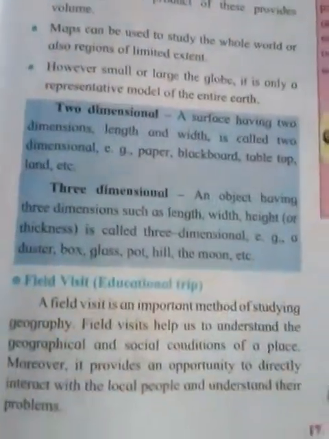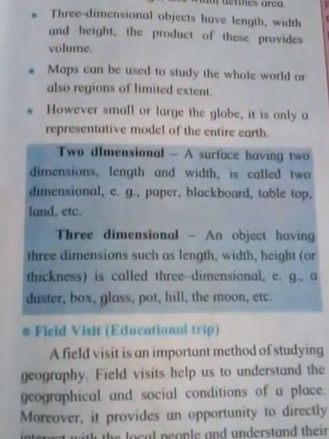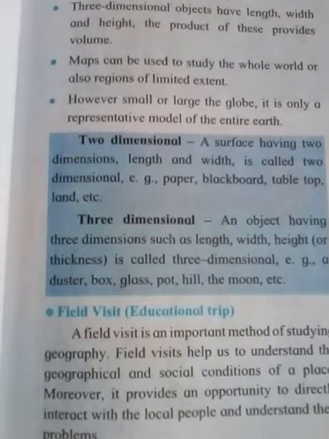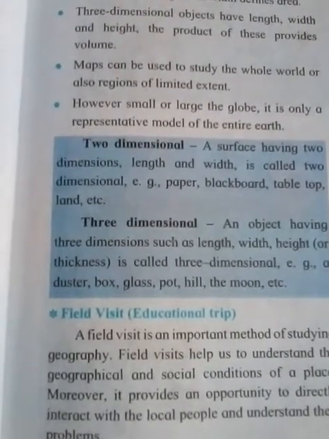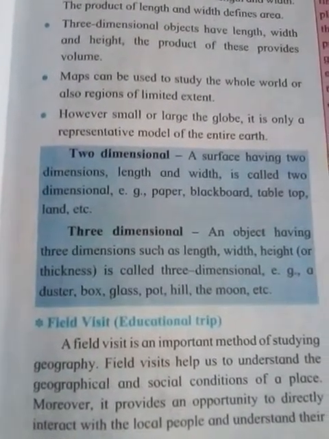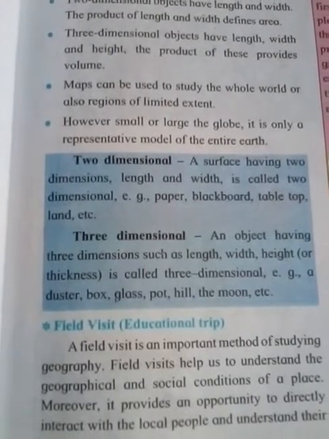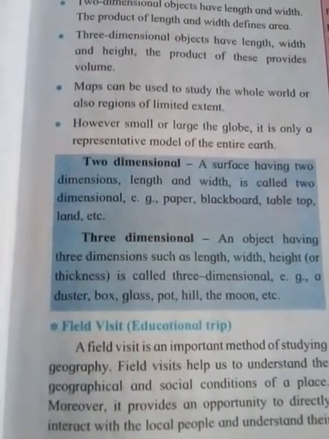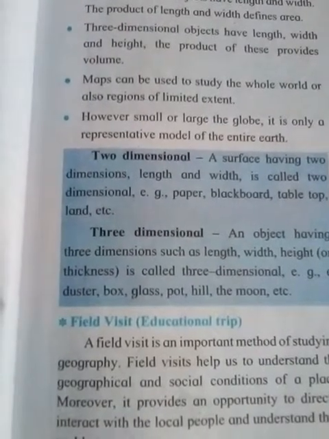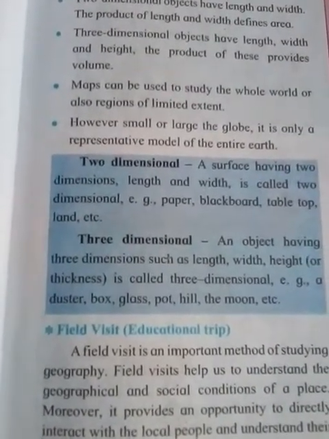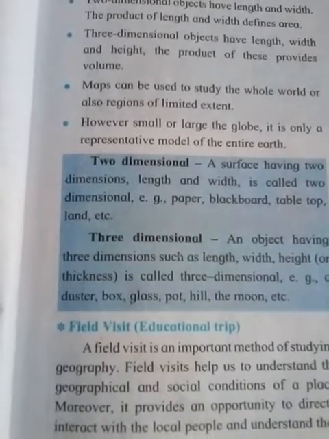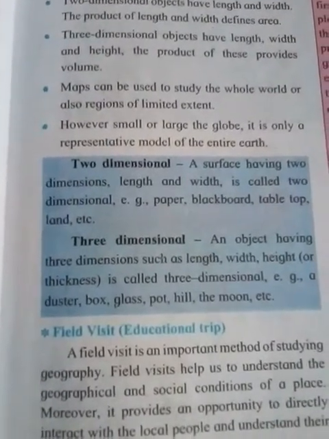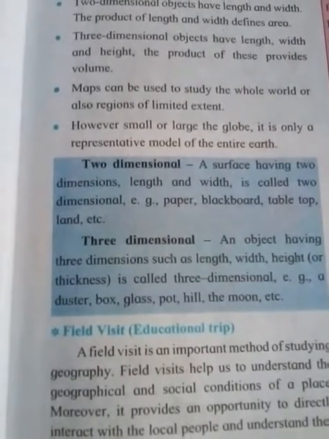Here is the definition of two-dimensional and three-dimensional. A surface having two dimensions, length and width, is called two-dimensional. That means any object which has two dimensions, length and width, is called two-dimensional.